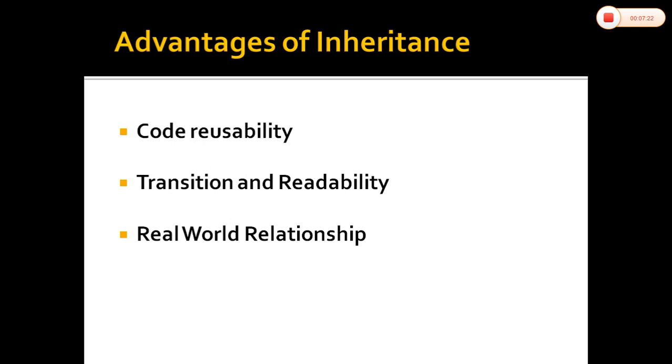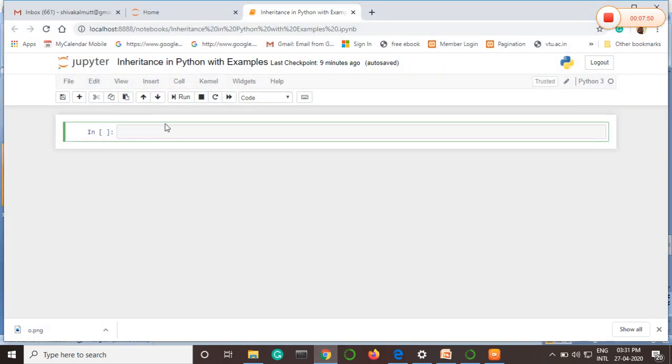Here, in order to write the inheritance, we use the syntax: class space base class colon, with the body of the base class. Next line, class space derived class, base class name within the brackets, colon, body of the derived class. This is how we use the syntax in our program, and these are the advantages of inheritance. So now let us go to a basic program: how to write the class and how to inherit the classes, by taking one small basic example.